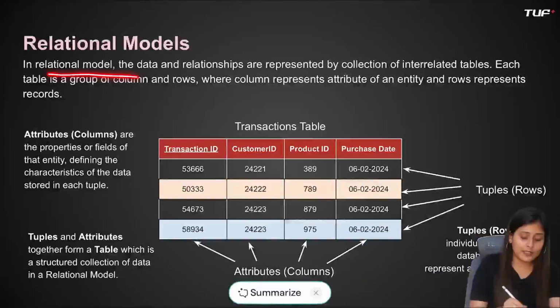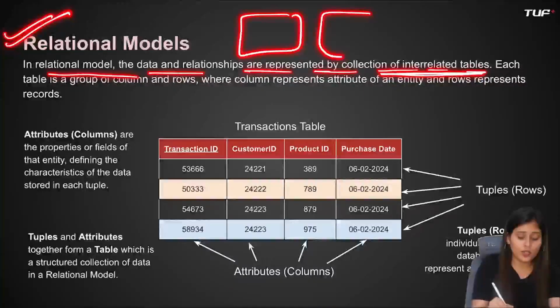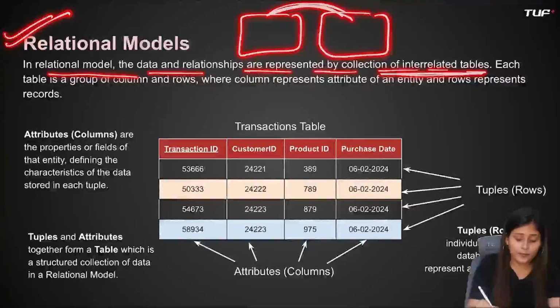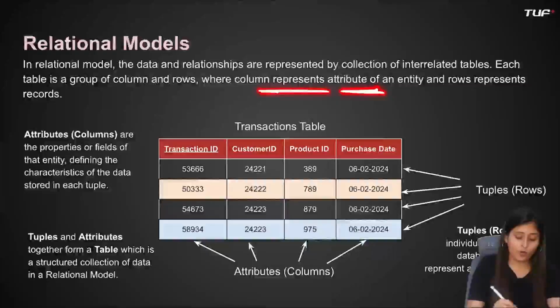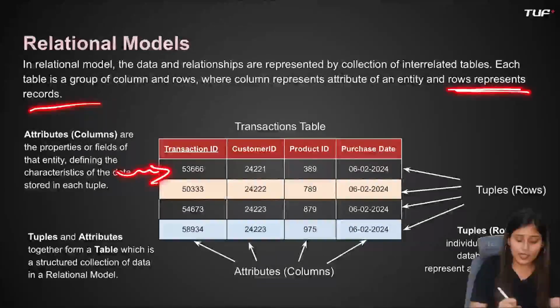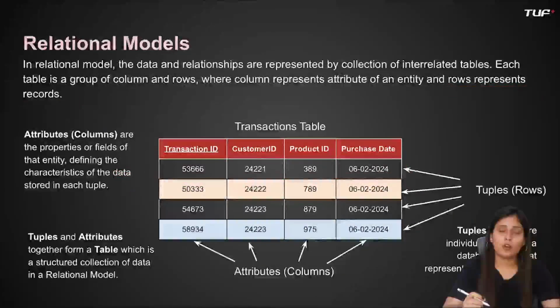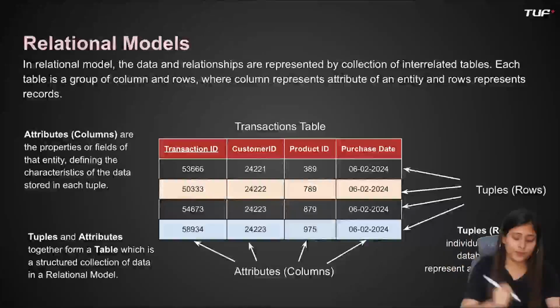So in relational model, the data and relationships are represented by a collection of interrelated tables. So in the relational model, it basically shows a structure where the tables are related to each other in row column forms, right? Each table is a group of columns and rows where a column represents an attribute or parameter and a row represents the records. A row represents the entry of any person or an entity instance, we can say. That is called a record. So attributes are nothing but the columns and have properties or fields of that entity.